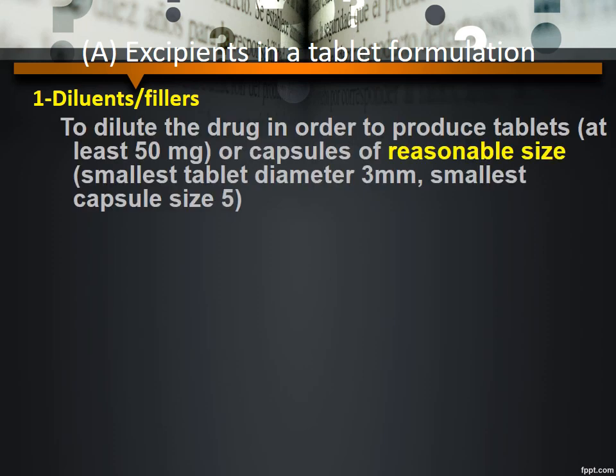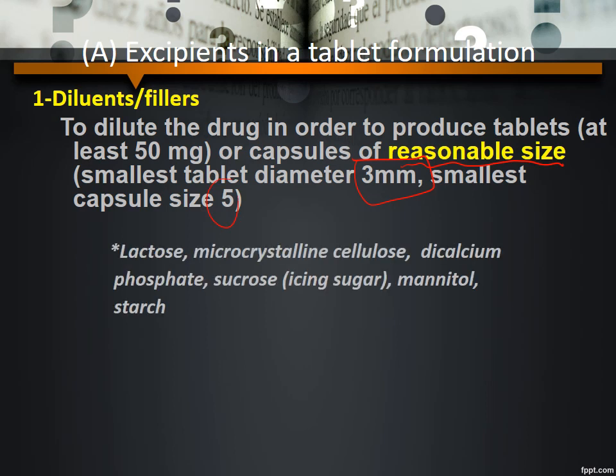So let us look into the diluent or filler, used to dilute the drug in order to produce tablets. Usually when the dose of a drug is very small and not sufficient to produce tablets, we may need a diluent to dilute the drug in order to produce tablets of a reasonable size. Okay, the smallest tablet diameter will be 3 millimeter, and the smallest capsule size is 5. Okay, and what we can use as a diluent is usually lactose, microcrystalline cellulose, dicalcium phosphate, sucrose, mannitol, or starch.